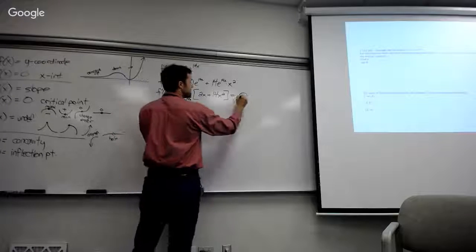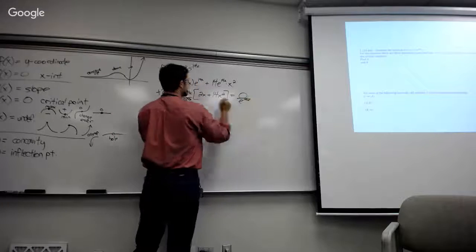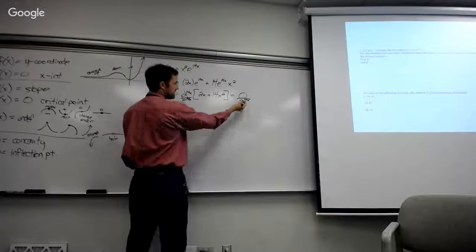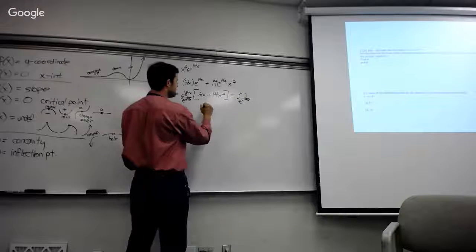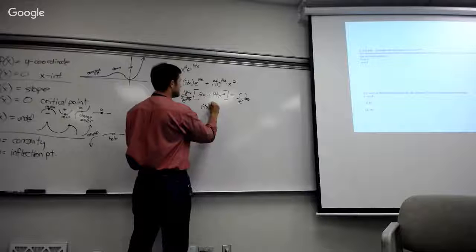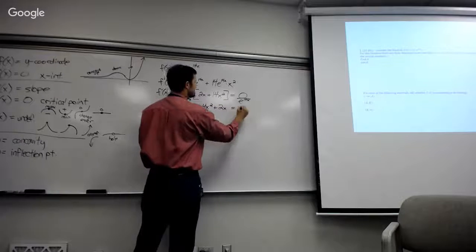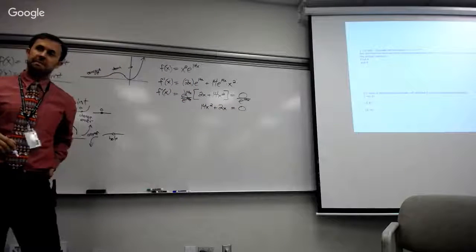We move the e to the 14x over to the other side. And what happens to it? It goes to 0. And that's why it doesn't matter. So we have 14x squared plus 2x equals 0. And how do we solve for x?